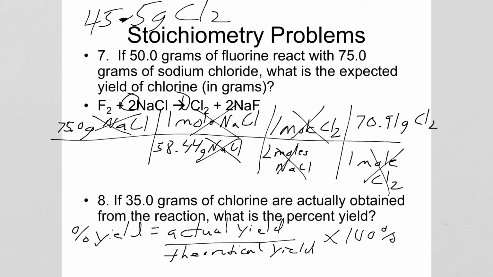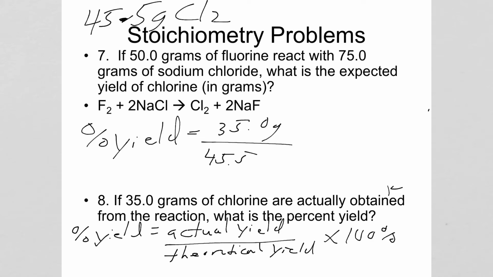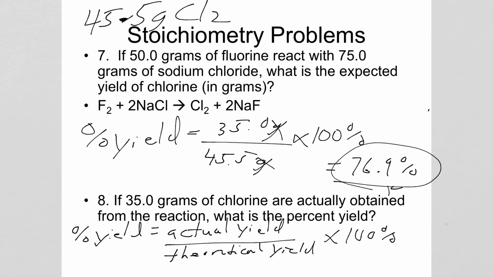So let's make a little space up top here. For our percent yield, we're going to take our actual yield, which is how much the problem says we really got when we did the experiment, 35 grams. We're going to divide that by our theoretical yield, which is what we got from our stoichiometry problem, 45.5 grams. Notice the grams cancel. We're going to multiply that by 100%. And what we end up with for our percent yield is 76.9%. Notice there's no units because the grams canceled out. All right, let's move on to problem number 9.